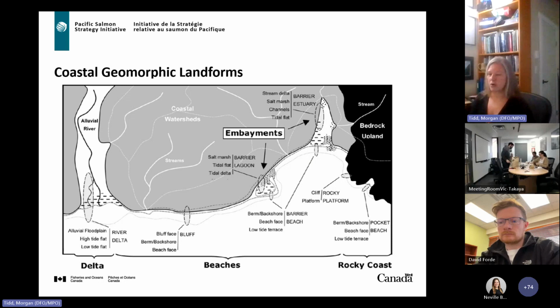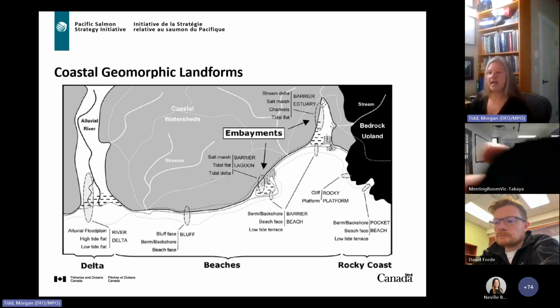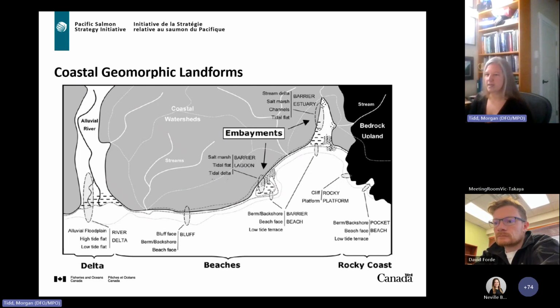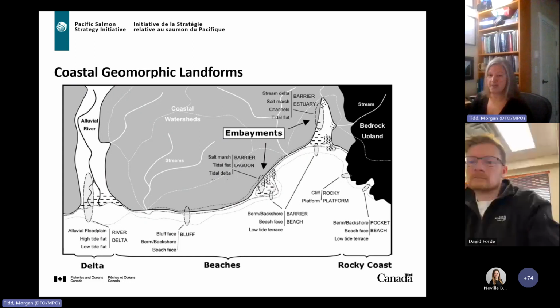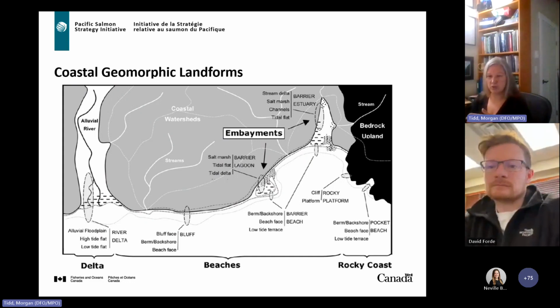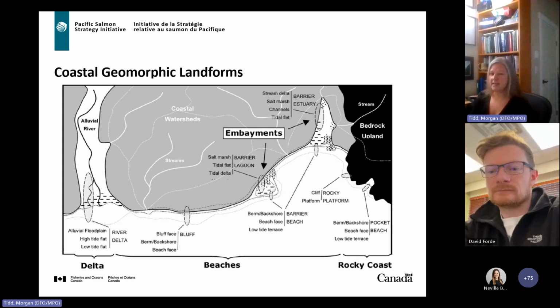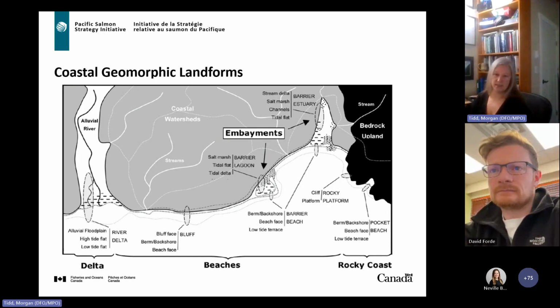Deltas can further be categorized into alluvial floodplains, which are dominated by river processes affecting their shape and form, and high tide flats or low tide flats, which can either be tide or wave dominated. Beaches, such as barrier beaches, where sediment is accreting seaward of a previous shoreline, consist of a berm or backshore, a beach face, and a lower tide terrace or shelf. Barrier beaches can also create a lagoon in behind the beach complex.